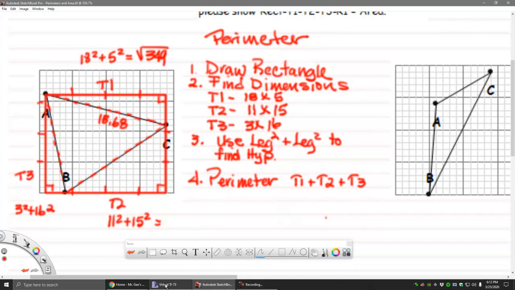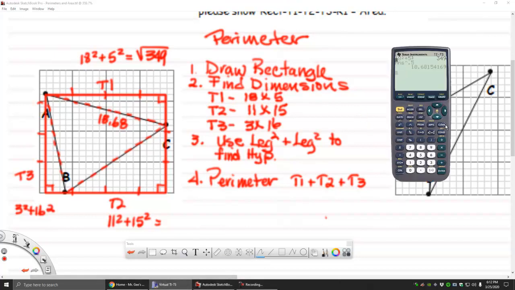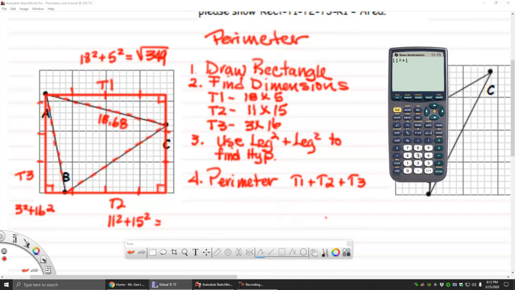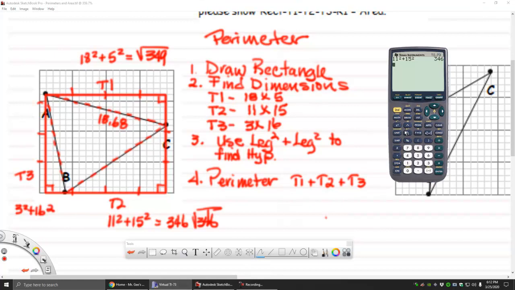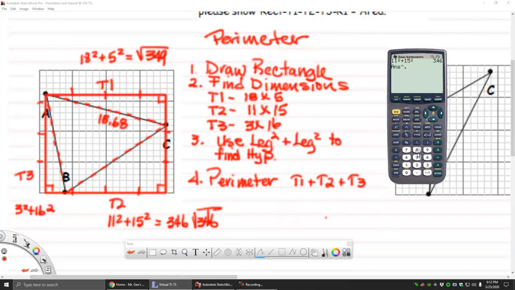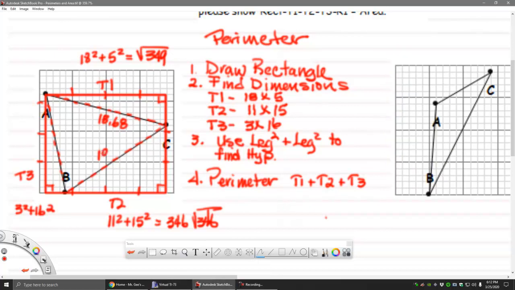Now let's find it for T2, triangle number 2. So I have 11 squared plus 15 squared, and that gives me 346. I want to take the square root of 346 to find the hypotenuse. Let's see what we have here. Take the square root by taking it to the 0.5 power. And I get 18.6. So this is almost an isosceles triangle, right? These two sides are almost equal.